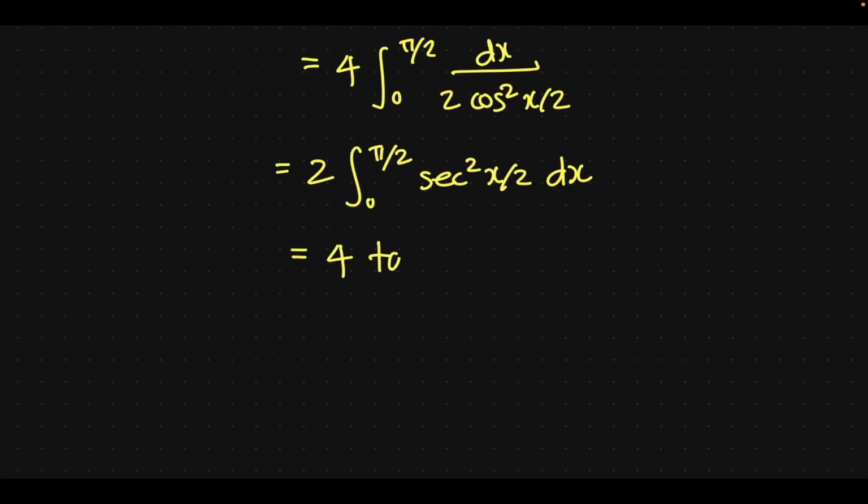which again, using the reverse chain rule, we get 4 times tan of x over 2, because secant squared is the derivative of the tan, from 0 to pi over 2. So we have tan of pi over 2 over 2, which is pi over 4. Tan of pi over 4 is 1, and minus tan of 0, which is 0. So we just end up with 4 times 1, which is 4.